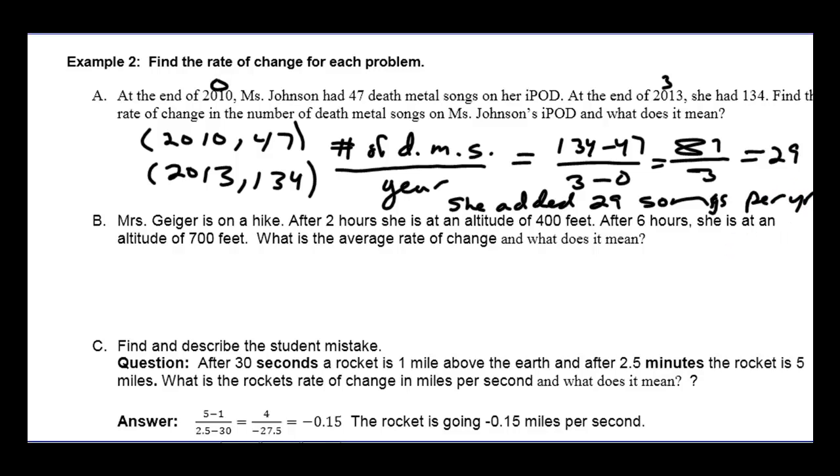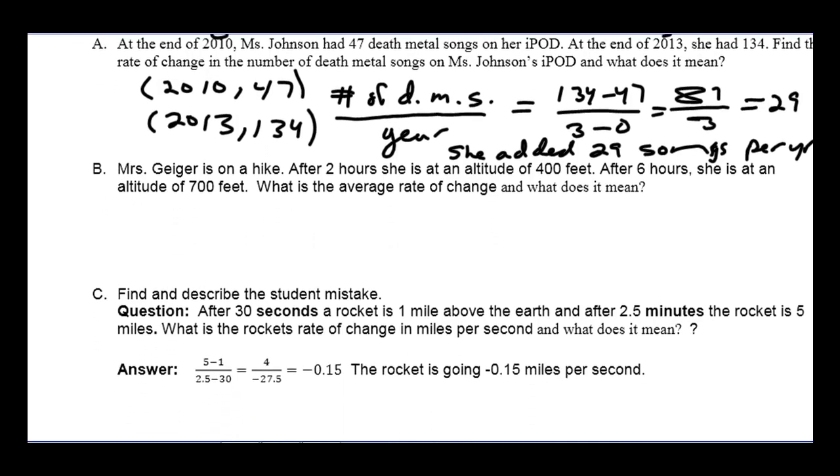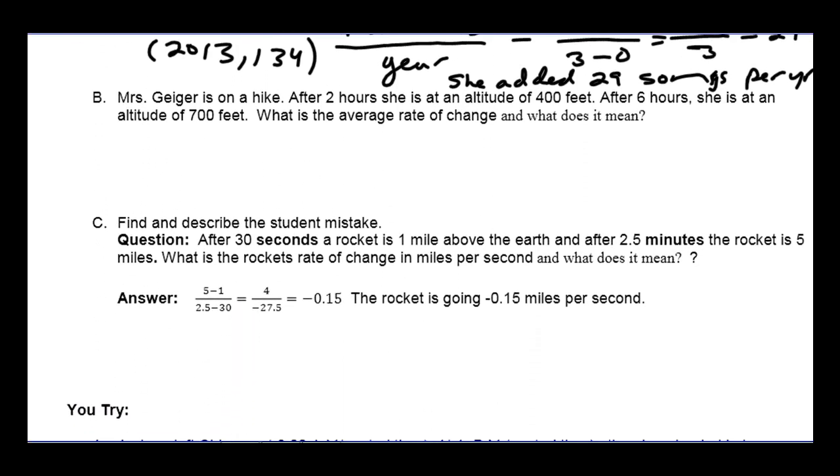Okay? B. Miss Geiger is on a hike. After 2 hours, she's at an altitude of 400 feet. After 6 hours, she's at an altitude of 700 feet. What is the average rate of change, and what does it mean? Okay, so once again, we're going to set up our points. 2 hours is the first thing we look at. At 2 hours, we know she's at 400 feet. So 2 hours is our input. Our output's 400. Alright, at 6 hours, she's at 700 feet.